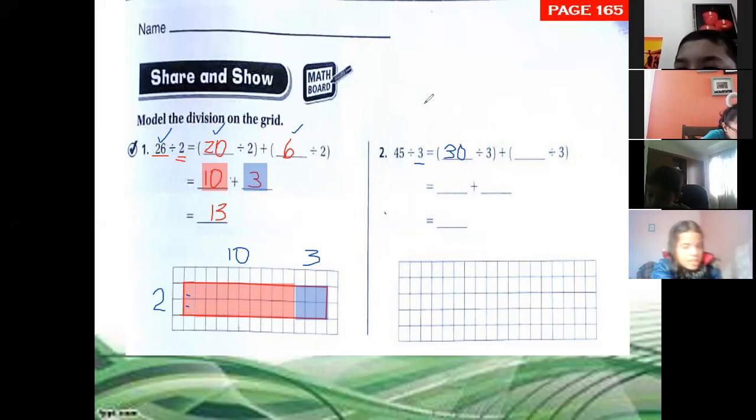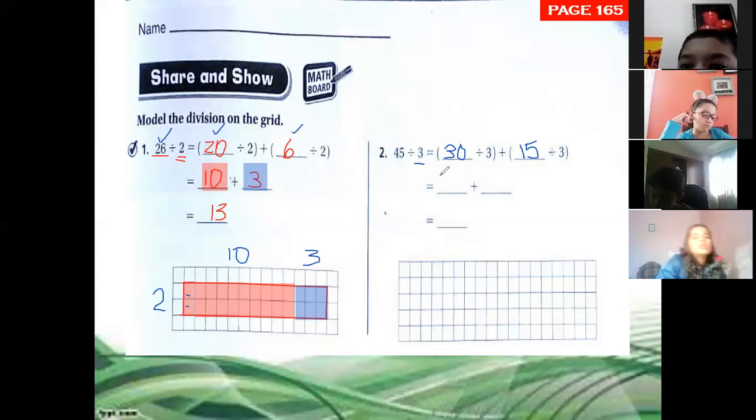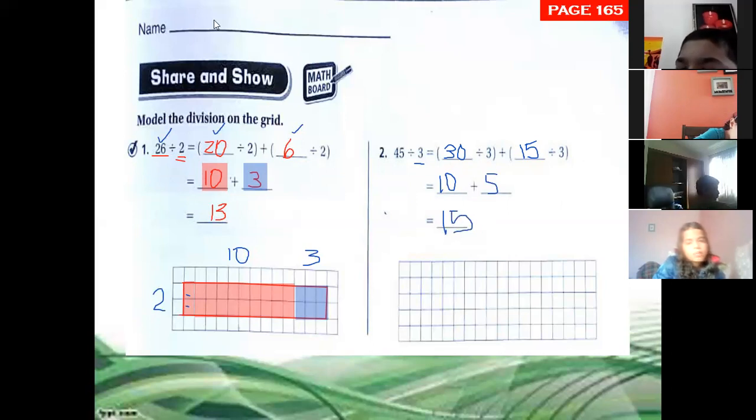15. 15, exactly. Okay, now let's do the division. 30 divided by 3? 10. And 15 divided by 3? 5, exactly. 10 plus 5? 15.